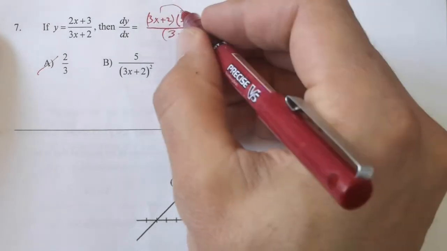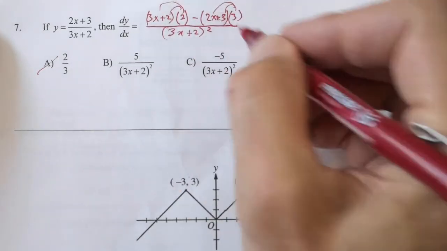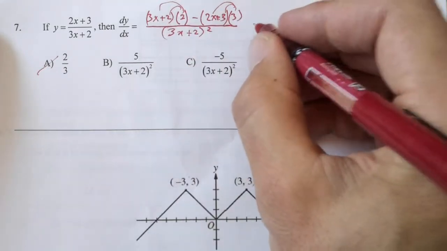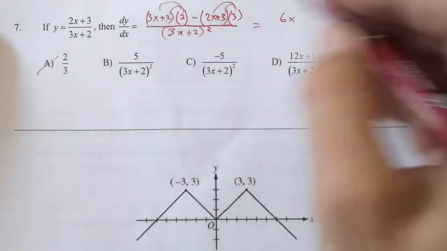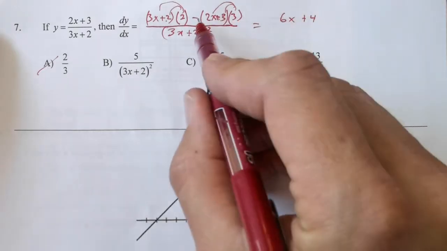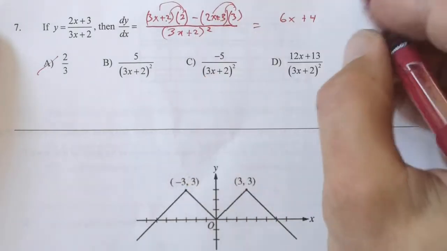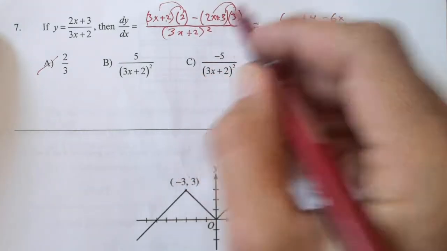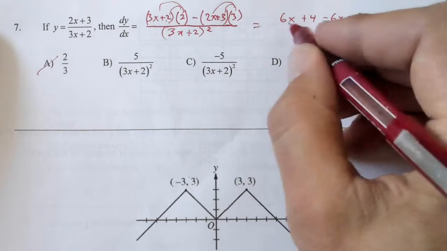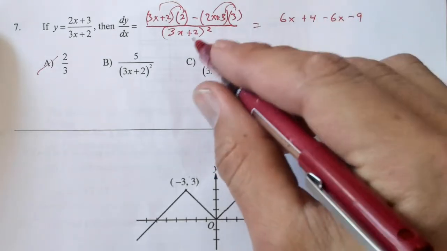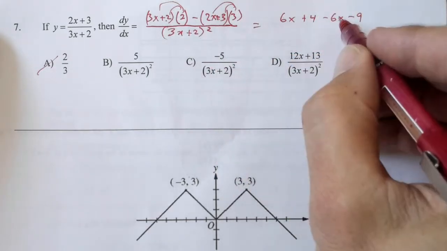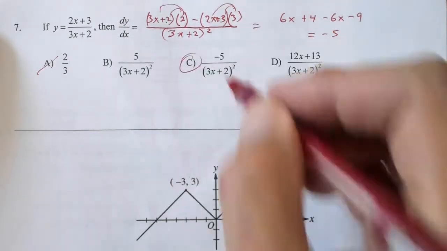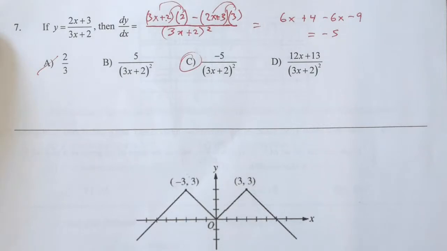Doing so means we have to distribute the 2 and the negative 3, because that negative sign right there as well. So 3x times 2 is 6x. 2 times 2 is 4. Negative 3 times 2x is negative 6x. Negative 3 times 3 is negative 9. I'm just going to focus on the numerator right now because I know the denominator is going to stay as is. 6x minus 6x is 0. 4 minus 9 is negative 5. We want a numerator which is negative 5.